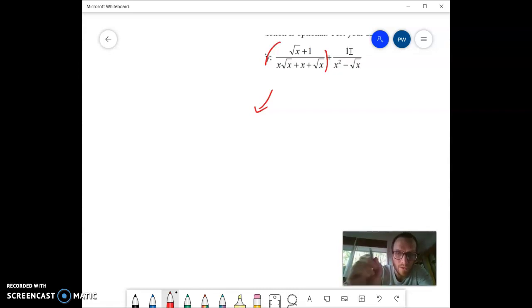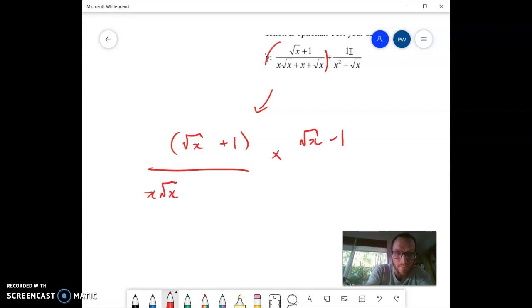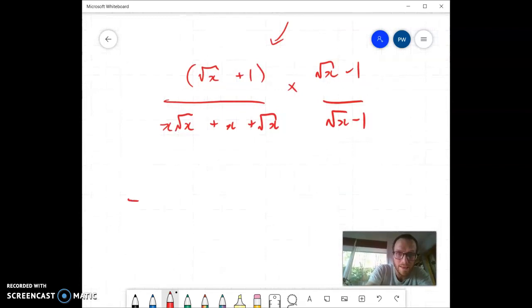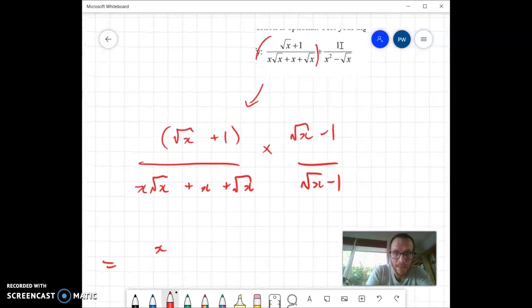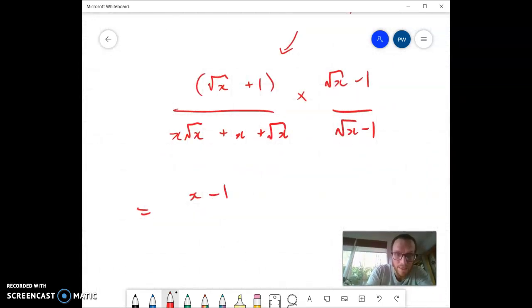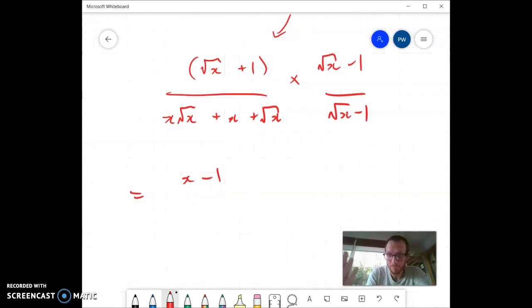So instead of doing something with the bottom, I'm going to multiply the bottom by this. I'll show you what. Square root of x plus 1, I'm going to multiply that by the square root of x minus 1, and multiply the base by the same thing: root of x plus x, plus the square root of x, times the square root of x minus 1. So what we get on the top, we square the first term, so we get x, and we square the next term, so we get x minus 1 on the top, right?